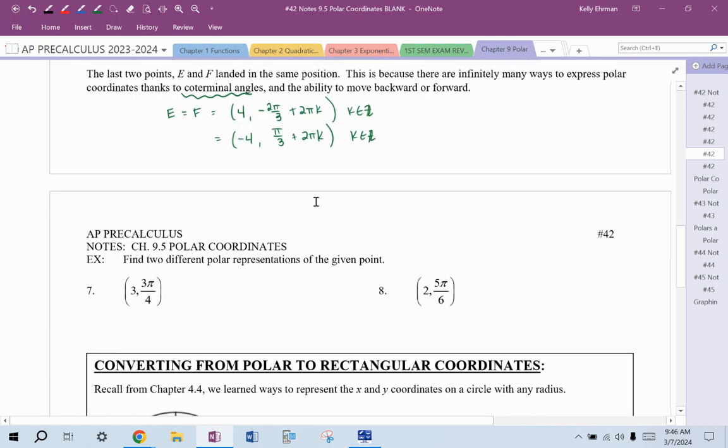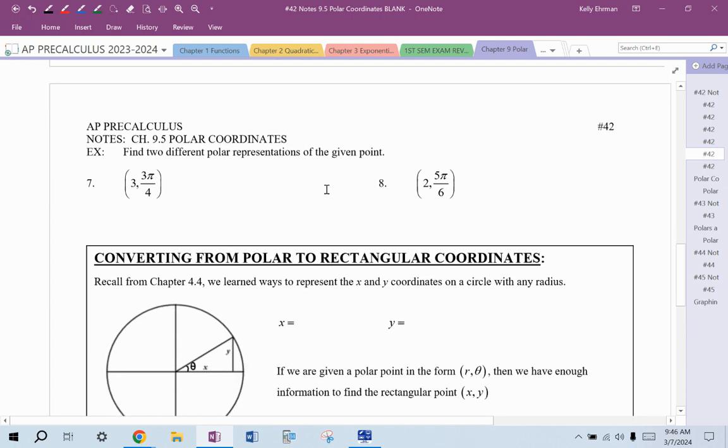All right, on to the next page here. So this says find 2 different polar representations of the given point. It's best to have a little sketch for this when you're trying to figure this out. You don't need to draw a bunch of circles, but you're just thinking, okay, face 3 pi over 4. We know that 3 pi over 4 is that angle right in the middle of the second quadrant, kind of bisects it. If I want to walk forward 3, that's 1, 2, 3. So that's right here. This is the point.